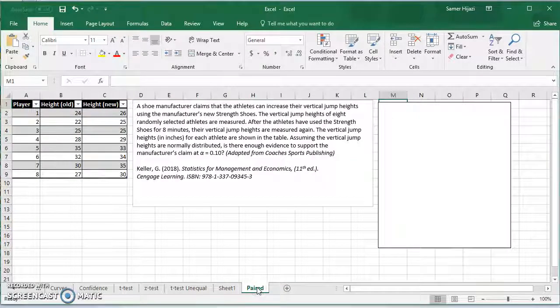For this video, we also prepared the problem that we're going to look at. So here we have a shoe manufacturer claims that the athletes can increase their vertical jump heights using the manufacturer's new strength shoes. We selected 8 players and we recorded the jump heights with and without using the shoes. So without using the shoes is the old one, and after they put the shoes on, that's the new one. Assuming the vertical jump heights are normally distributed, is there enough evidence to support the manufacturer's claim?